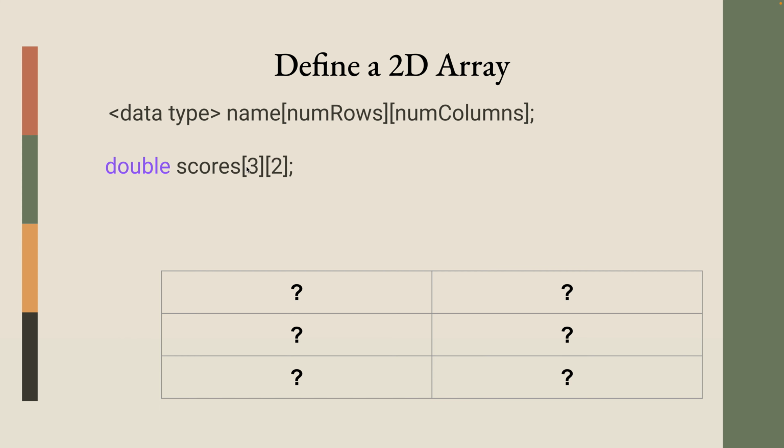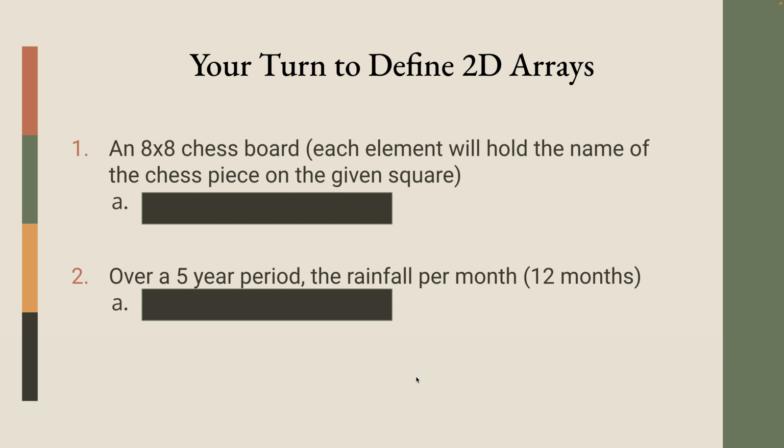So this would create an array with how many elements total? 6, and you can get that by multiplying the rows times the columns. So right now, it would look like this with question marks in all the boxes.